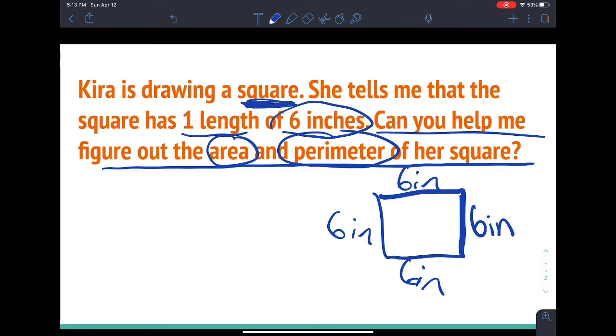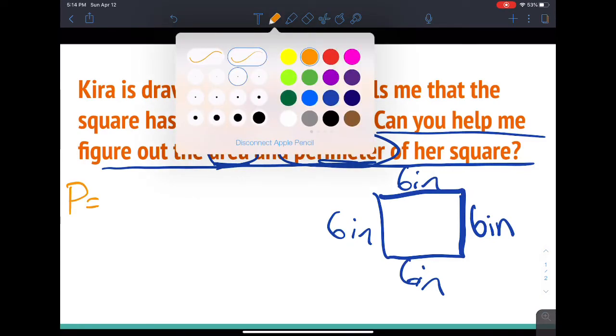So we're going to solve for both. We have to solve for perimeter and area. So to solve for perimeter, we did that on the last question. Oh, let's change that color.